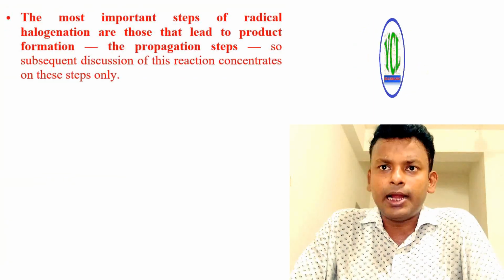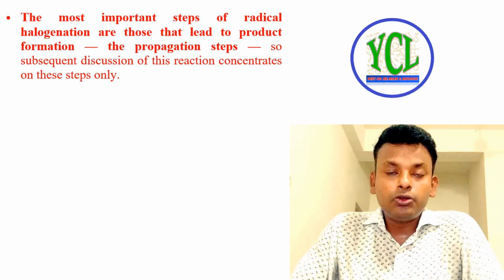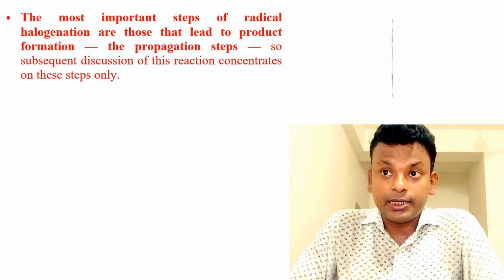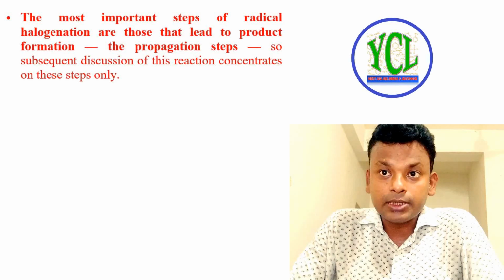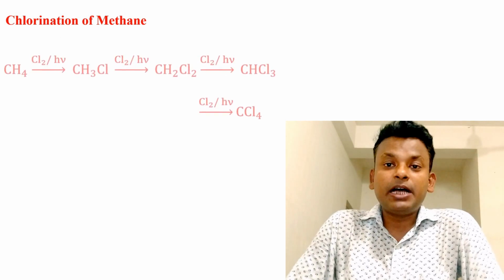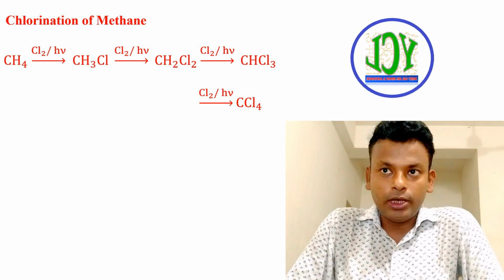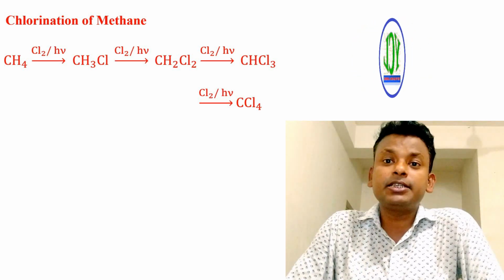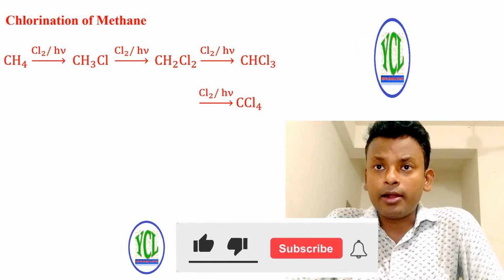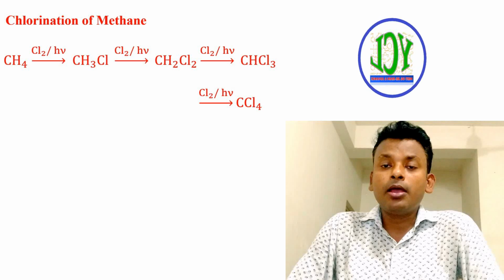The most important steps of radical halogenation are those that lead to product formation, the propagation steps. So in subsequent discussion of this reaction, we concentrate on these steps only. And next, chlorination of methane. Methane first reacts with Cl2 and light to form methyl chloride, and next reacts with Cl2 to form dichloromethane, and next chloroform, and next carbon tetrachloride. It is a chain reaction. So here the number of hydrogens is 4, and the hydrogens replaced by chlorine form carbon tetrachloride.